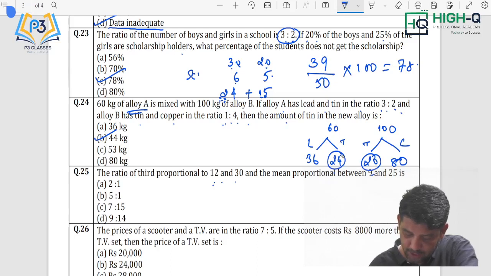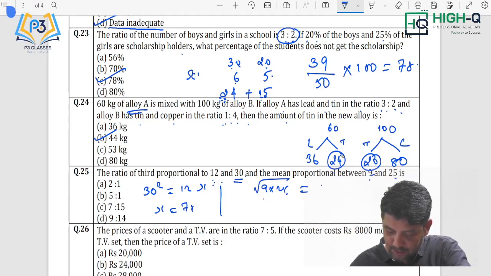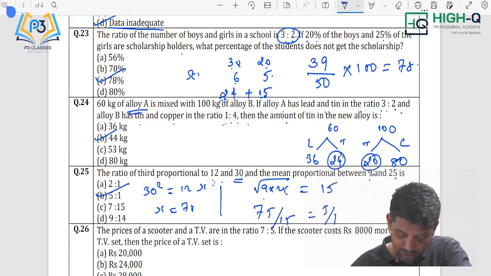Next, the ratio of third proportional to 12 and 30 and the mean proportional between 9 and 25 is, okay. Third proportional to 12 and 30 will find out. 30 square is equal to 12x. Am I right, my dear? So x is equal to 900 by 12, which is nothing but 75. Mean proportion between 9 and 25. What is it? Root of 9 into 25, which is equal to 3 into 5, 15. So ratio 75 by 15, 5 by 1. So the ratio is 5:1.